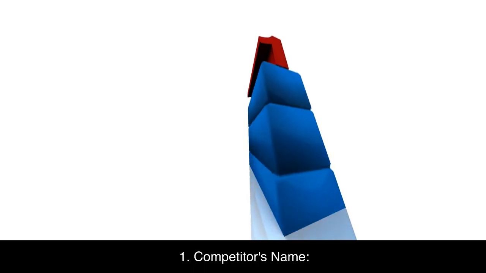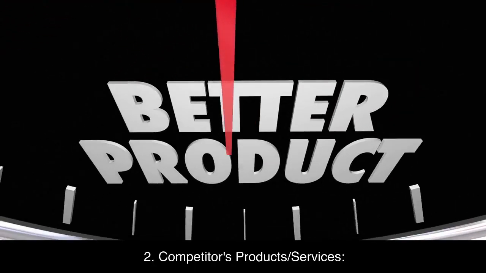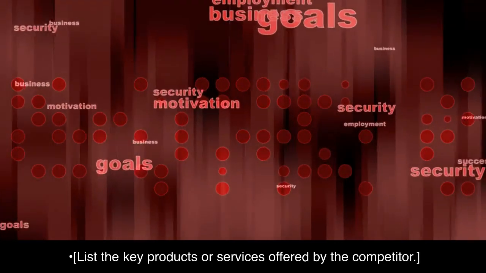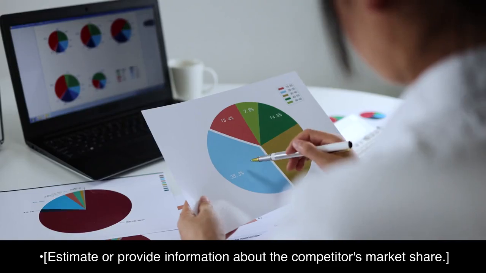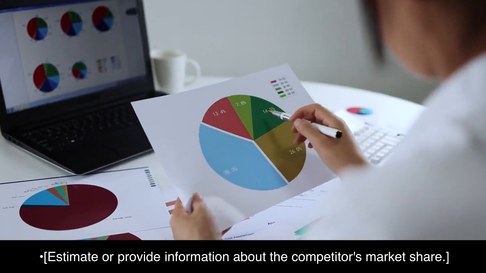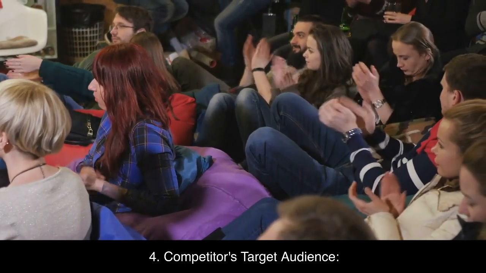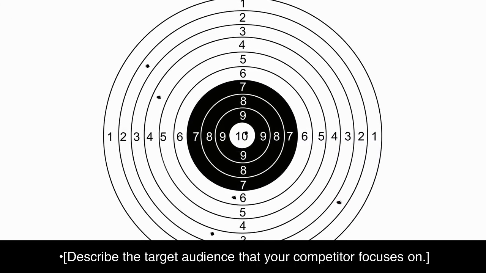1. Competitor's name. Provide the name of your most important competitor. 2. Competitor's products, services. List the key products or services offered by the competitor. 3. Competitor's market share. Estimate or provide information about the competitor's market share. 4. Competitor's target audience. Describe the target audience that your competitor focuses on.